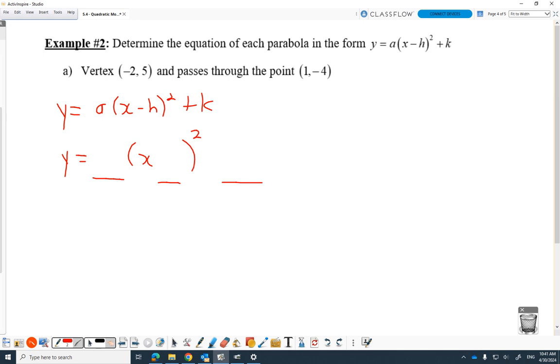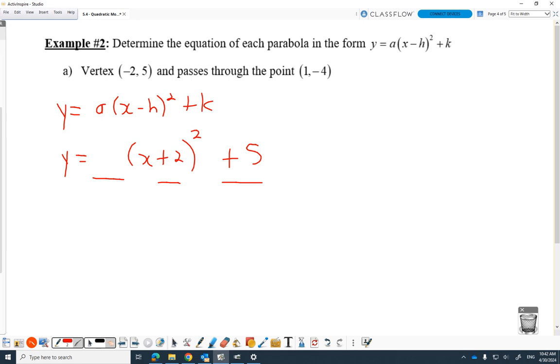As the h, so it goes in here. So what's going to be in the brackets then? +2. Because it's -2. And maybe for the first time you go, oh, I understand why they put in h as negative. Because it's got to switch signs when it goes into the brackets. The k is supposed to be easy. 5. And the a is a mystery.